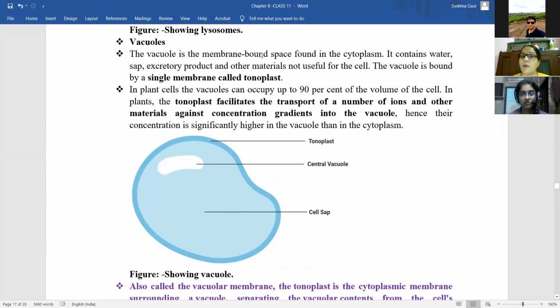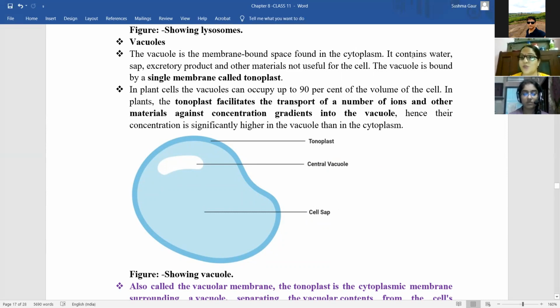It is a membrane bound space found in the cytoplasm. Cytoplasm of the plants, basically it is found. In animals maybe it will be present, but basically in case of plant cell, most of the region or area of the cell is occupied by vacuole. I have told you earlier also. So this is the membrane bound space that is found in the cytoplasm.